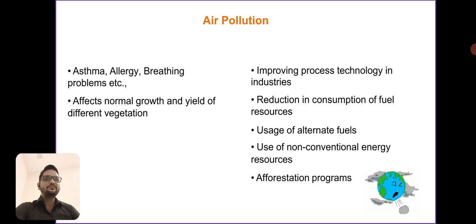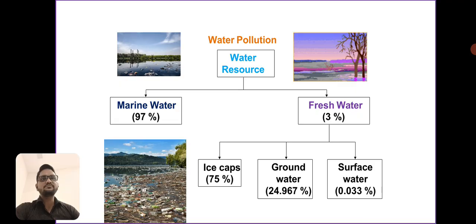Means air pollution, their impacts are asthma, allergy, breathing problems, affecting normal growth, and we can improve by improving process technology in industries, by reduction in consumption of fossil fuel, use of alternative fuels, use of non-conventional energy resources and afforestation programs. Now what is water pollution?